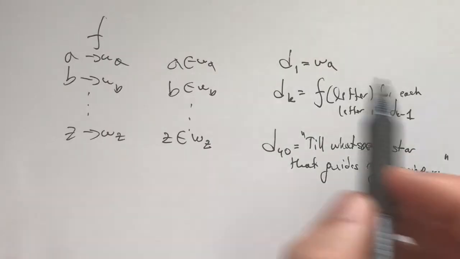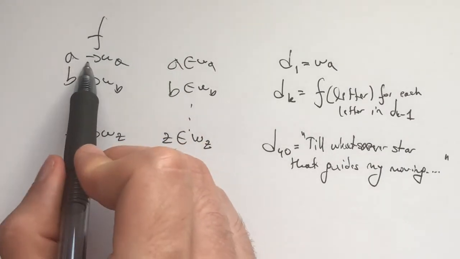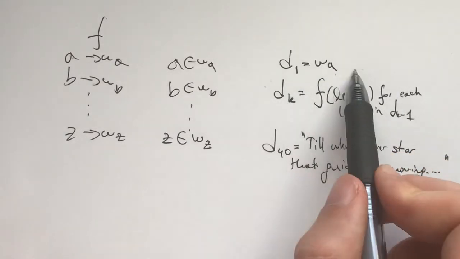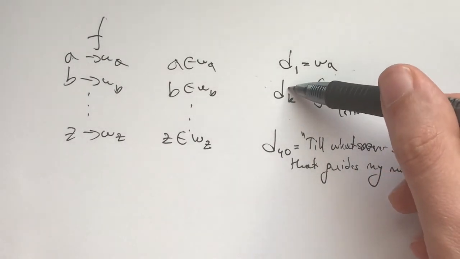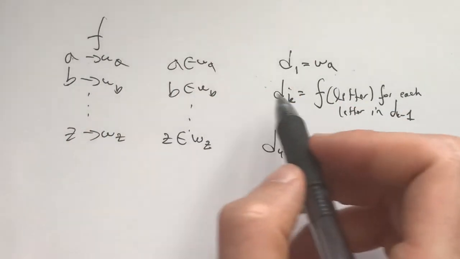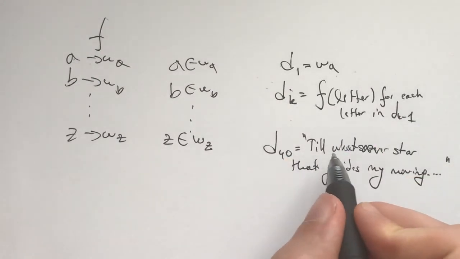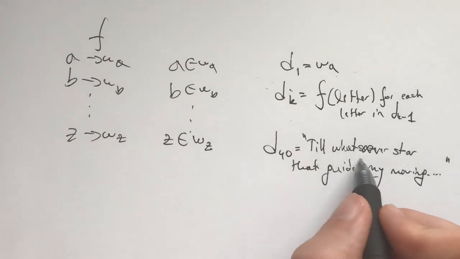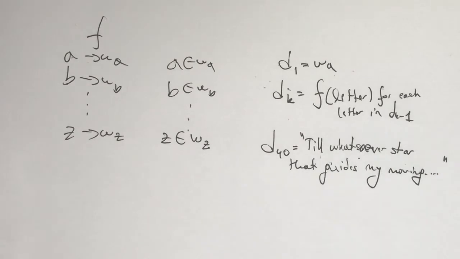So in this problem, we have each letter assigned to a word, such that each letter is contained in the word it's assigned to. The first document is the word that's assigned from A, and every subsequent document consists of words that all the letters in the previous document are assigned to. So F of letter for each letter in the previous document. And we must show that if the 40th document begins with this, "till whatsoever star guides my moving", then this appears in the document again at some point.